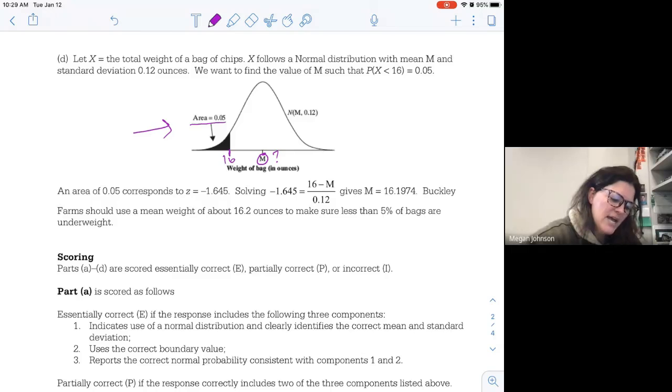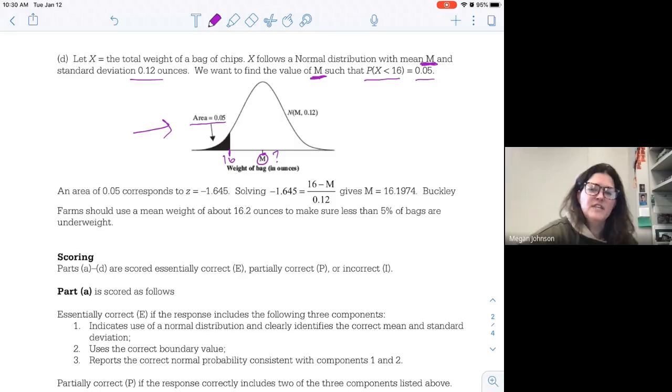So here's how they do their model solution. Let X equal the total weight of the bags of chips. We already defined X. They put it again, but you don't have to because you're using the same X. X follows a normal distribution with a mean M that you don't know and a standard deviation of 0.12. We want to find M such that the probability of X being less than 16 is equal to 0.05.